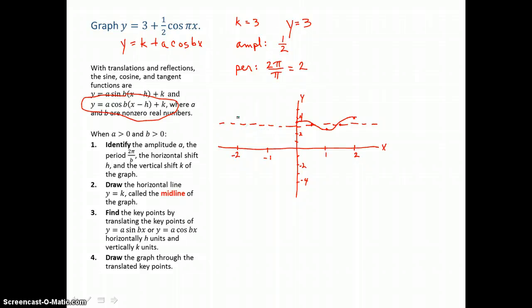Now we can repeat it in the other direction. So let's find those points again. And we'll fall to its low point and rise again. There's 2 cycles of this cosine function.